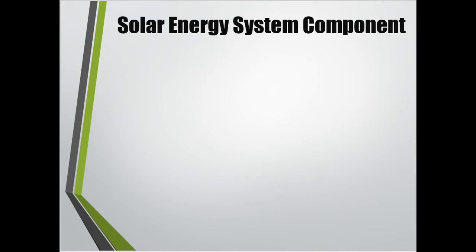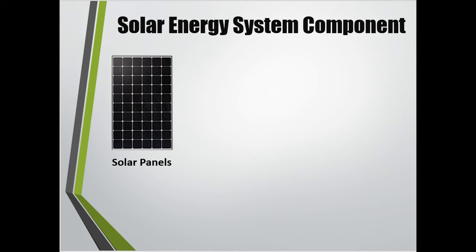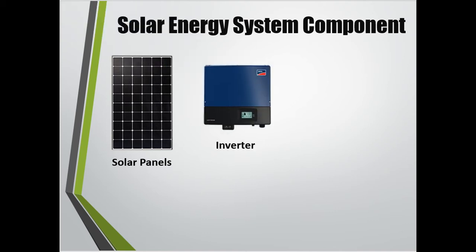Solar energy system components. In this slide, I will talk about the components needed to convert solar energy to electrical energy. Firstly, solar panels, commonly known as PV panels. Here PV means photovoltaic. Solar panels are needed to harness the energy generated by the sun to produce DC power. Second is the inverter. The inverter converts DC to AC.